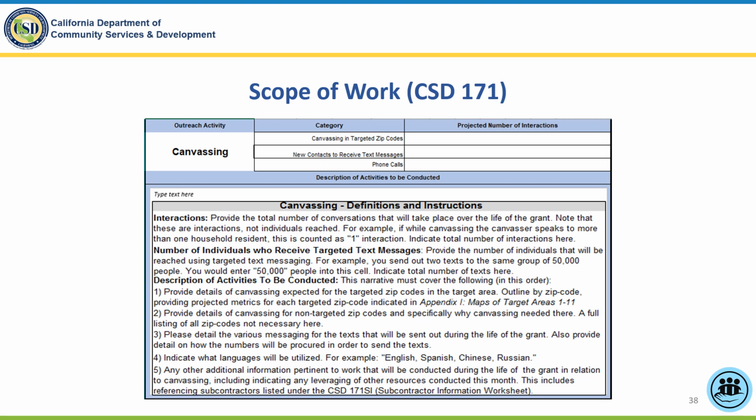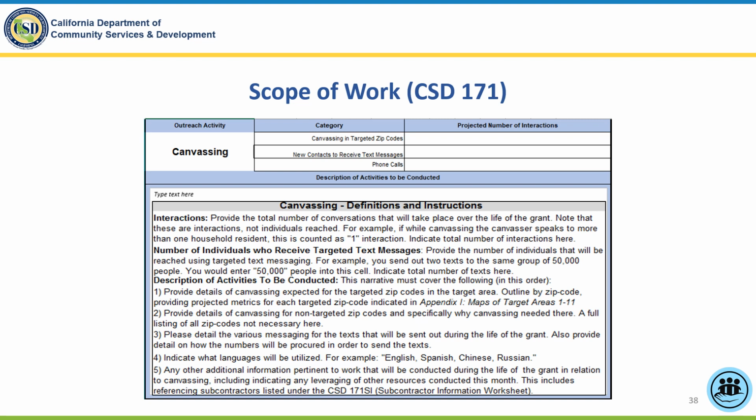Interactions are not necessarily individuals reached. For example, if while canvassing the canvasser speaks to more than one member of the same household, this is counted as one interaction. Applicants must provide details of canvassing expected in targeted zip codes in the target area. Indicate how many times your organization plans to canvass various areas and which ones. If your organization plans to canvass outside the targeted zip codes, an explanation is required.